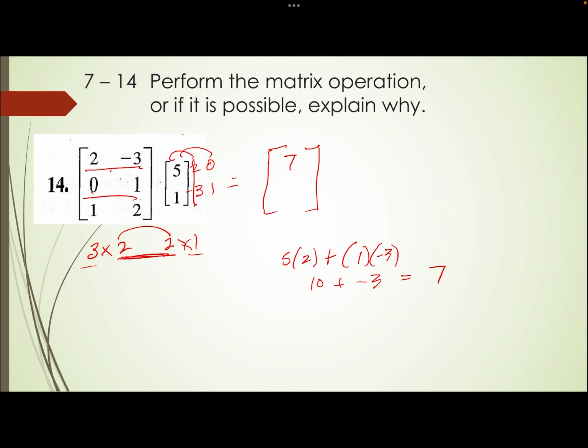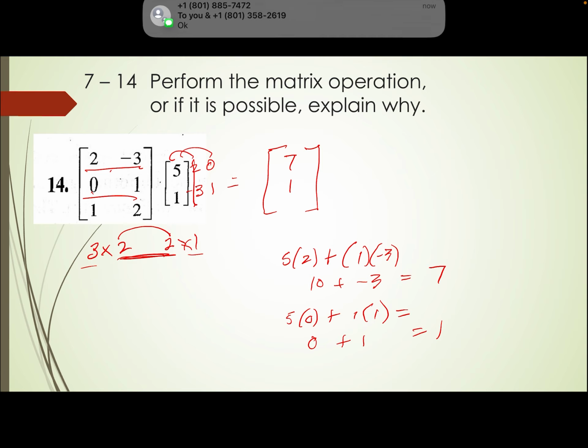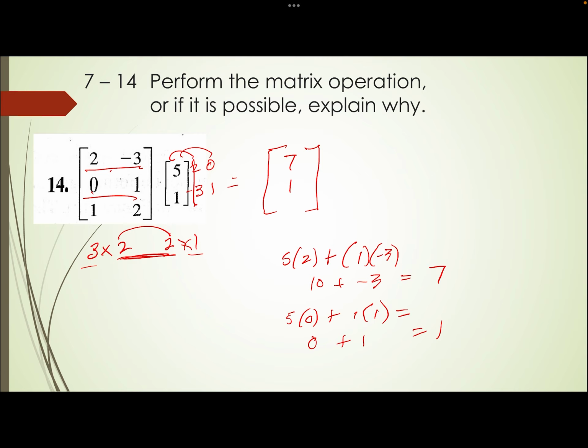I don't have any more columns, so I'm done with that row, and I move on to the next row. Do 5 times 0 plus 1 times 1, and I get 0 plus 1. I put 1 right here. Then I take the 1 and 2, cross this out, 1 and 2, 5 times 1 plus 2 times 1, 5 plus 2, and I get 7. So my answer to this multiplication is 7, 1, 7. And that's multiplying matrices.